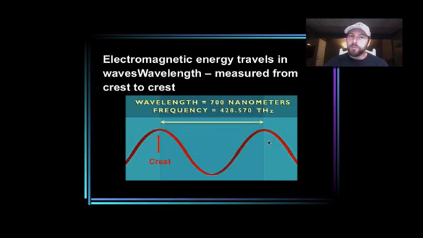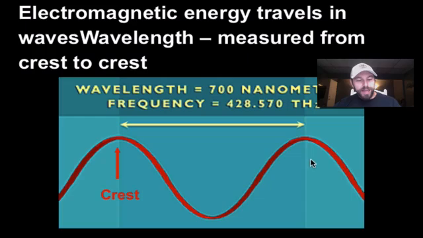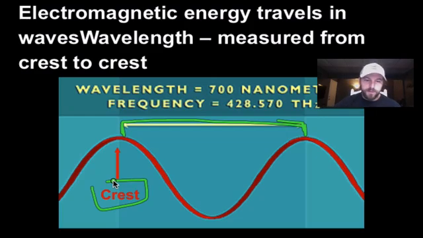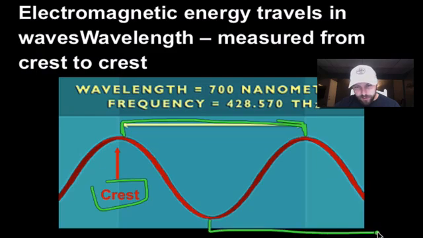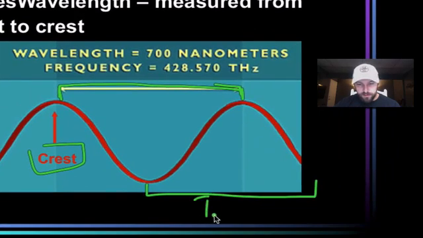Okay, the electromagnetic spectrum basically travels in waves. The wavelength, from crest to crest, is extremely important in determining the type of electromagnetic energy that it is. So from crest to crest, or we can even say from trough to trough, is used to tell us or distinguish the different types of electromagnetic energy.